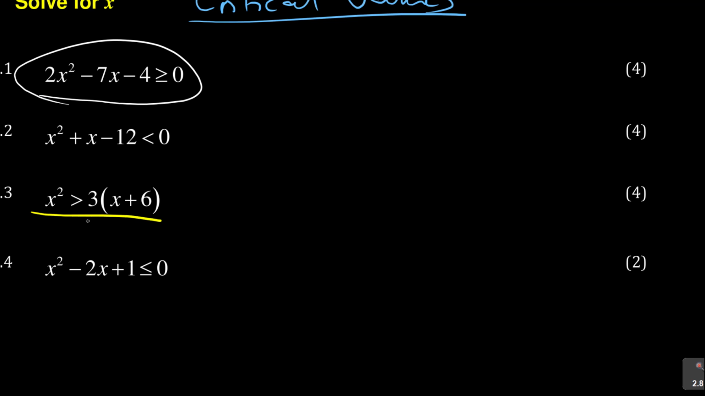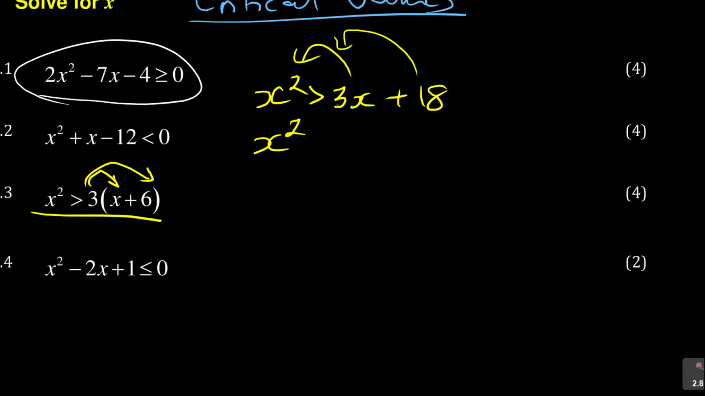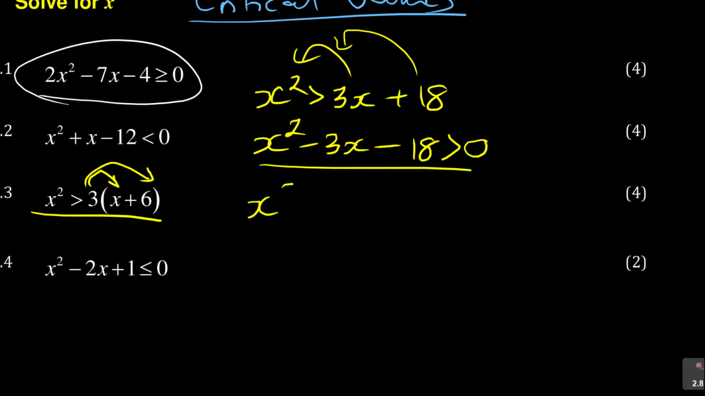Let's try this one. Now here, obviously, you open the bracket. You'll have x squared is less than 3x. Then 3 times 6 is plus 18. So you've got x squared, take that and take that. It will be minus 3x minus 18 is greater than 0. But now when you're solving it, remember, you use x squared minus 3x minus 18 equal to 0. Why? You need critical values.